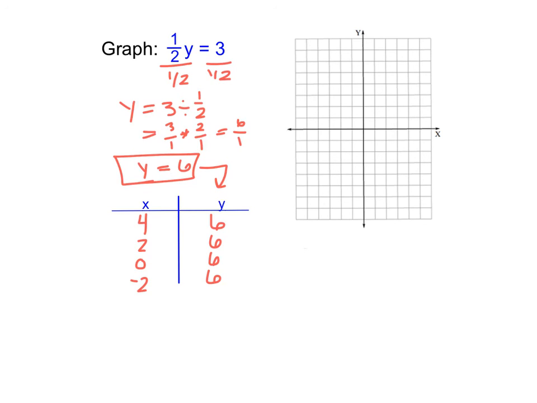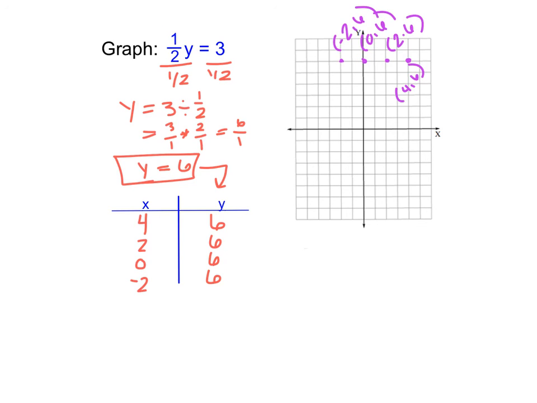So here I'm going to graph. I have x is 1, 2, 3, 4. Y is 1, 2, 3, 4, 5, 6. So this is the point 4, 6. Then I have x is 2, y is 6. So this is the point x is 2, y is 6. X is 0. I missed that by a little bit. X is 0, y is 6. X is -2, y is 6.